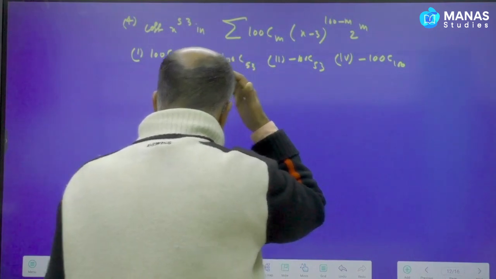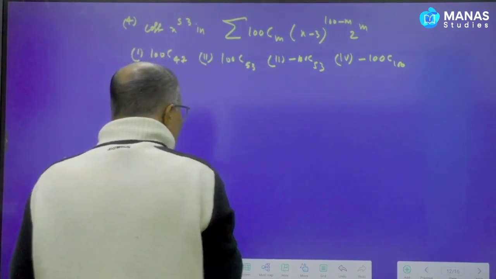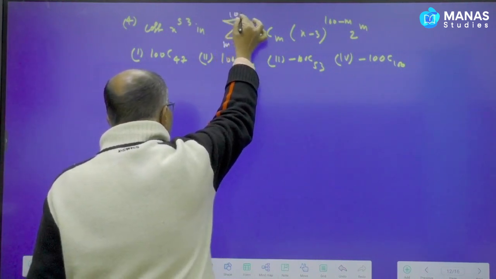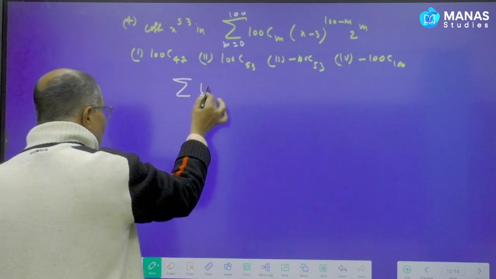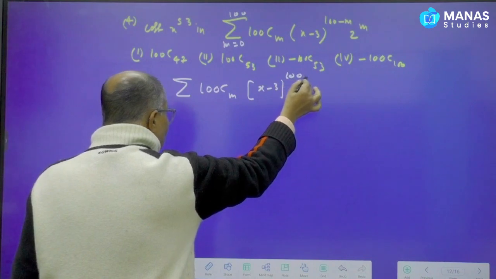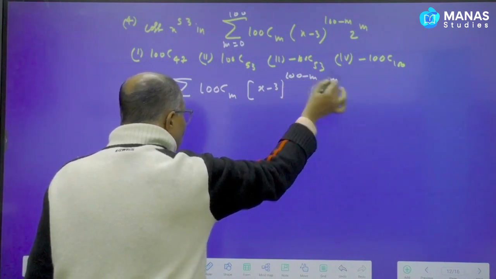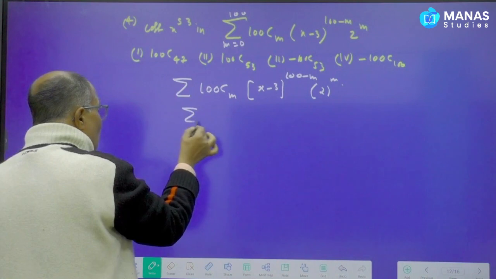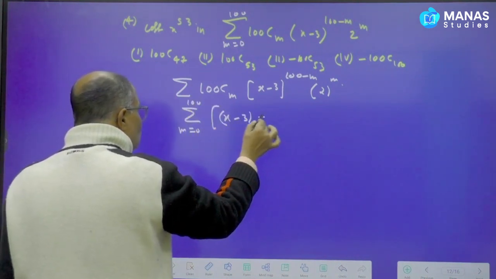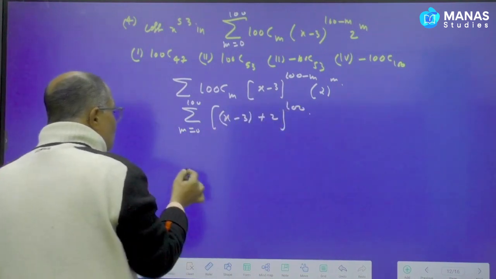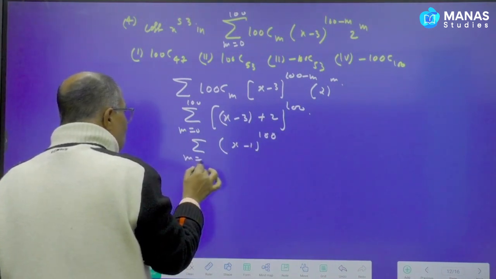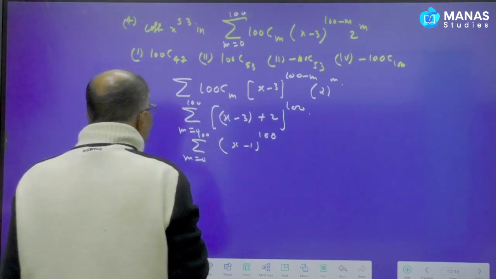Coefficient of x to the power 53 in the expansion, m is equal to 0 to 100. That is sigma 100 cm multiplied by x minus 3 whole power 100 minus m multiplied by 2 raised to the power m. This is nothing but sigma m is equal to 0 to 100, which is the expansion of x minus 3 plus 2 whole power 100. That is sigma x minus 1 whole power 100, m is equal to 0 to 100. We want the coefficient of x to the power 53.